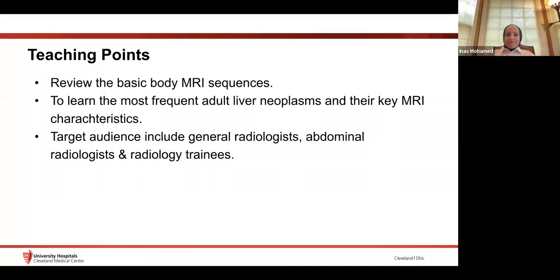So what we want to talk about today is what does a basic MRI sequence look like? Whenever we read an MRI of the abdomen, any MRI, the first thing we have to know is what sequence we're dealing with, so that we know why this particular lesion looks this way. Other than that, we're going to talk about the bread and butter liver neoplasms in adults. I'm not going to get into pediatric masses, it's just the adult liver neoplasms and their characteristics on MRI.